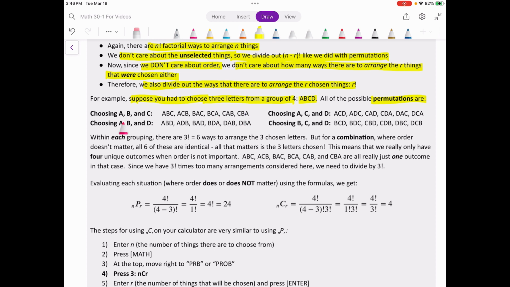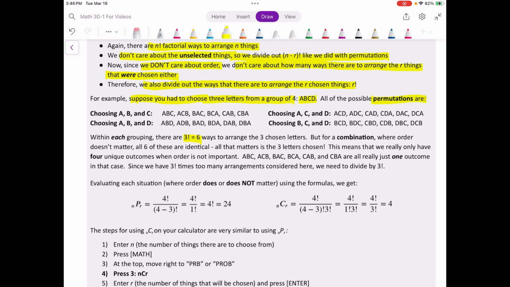But we could also choose, in the first place, A, B, and D. And then we could have arranged them all these different ways, okay? Or A, C, and D, and arranged them. Or B, C, and D, and arranged them in all those different ways. So think about this. Within each grouping, right? So ABC, ABD, ACD, and BCD, for all 4 of those different possibilities for how we could have chosen the letters, there's 3 letters, so they could be arranged in 3 factorial ways, which is 6, right?